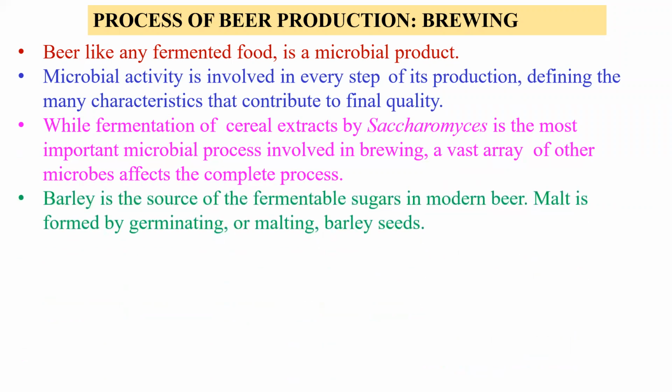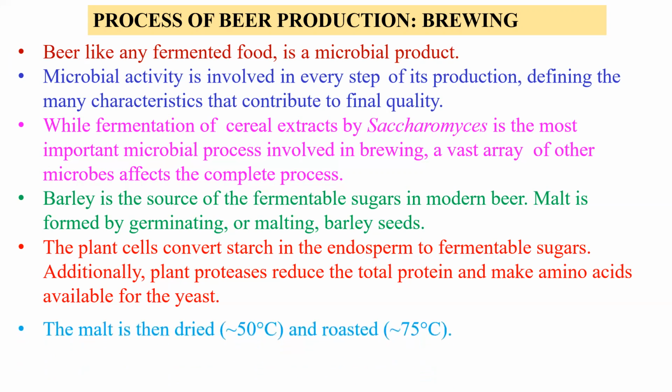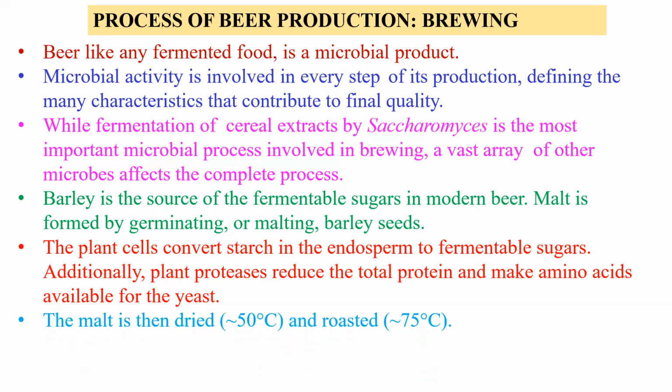Barley is the source of the fermentable sugars in modern beer. Malt is formed by germinating or malting barley seeds. The plant cells convert starch in response to fermentable sugars. Additionally, plant proteases reduce the total protein and make amino acids available for the yeast. The malt is then dried to 50 degrees centigrade and roasted at around 75 degrees centigrade.